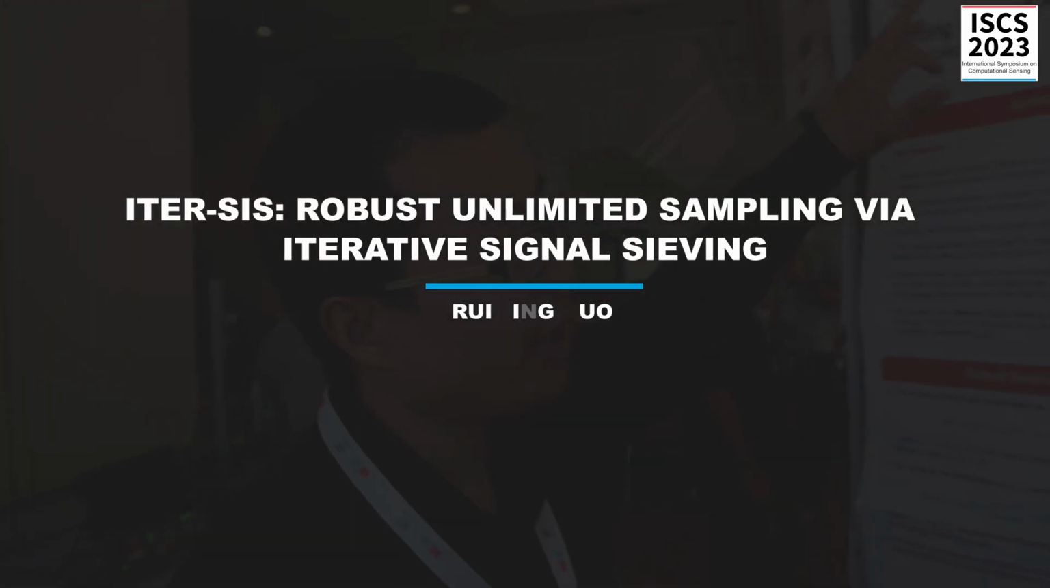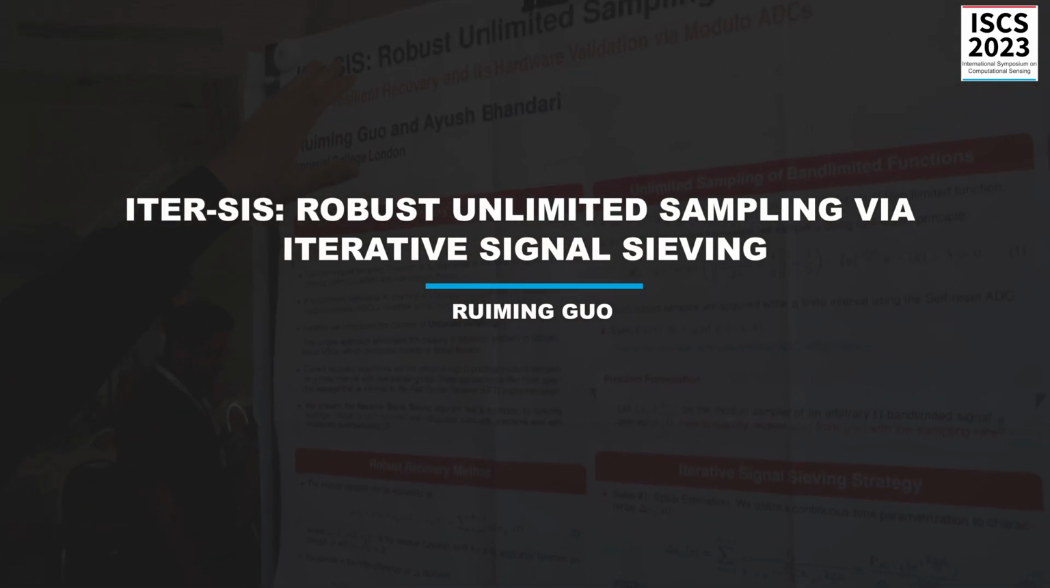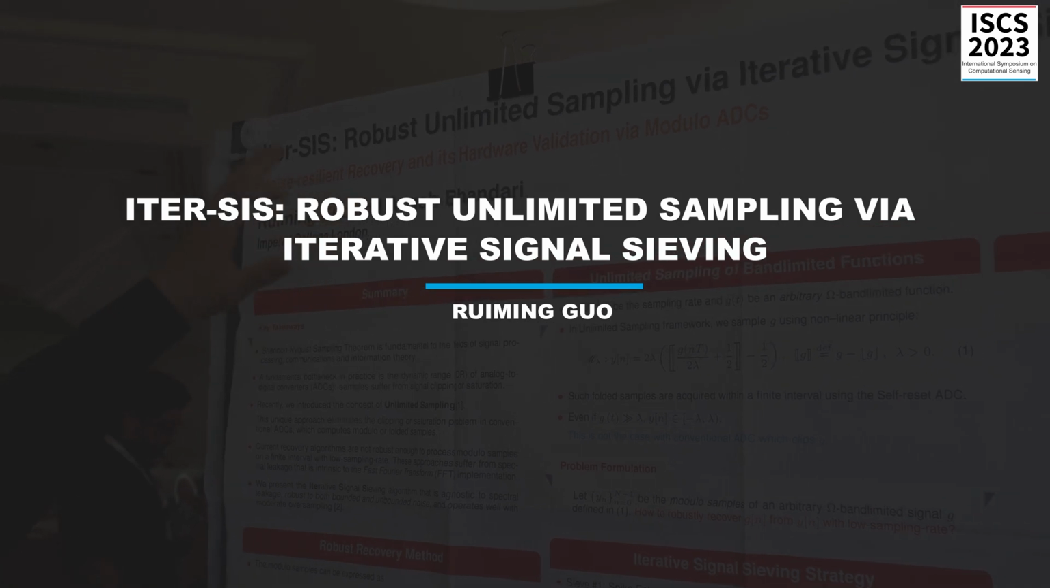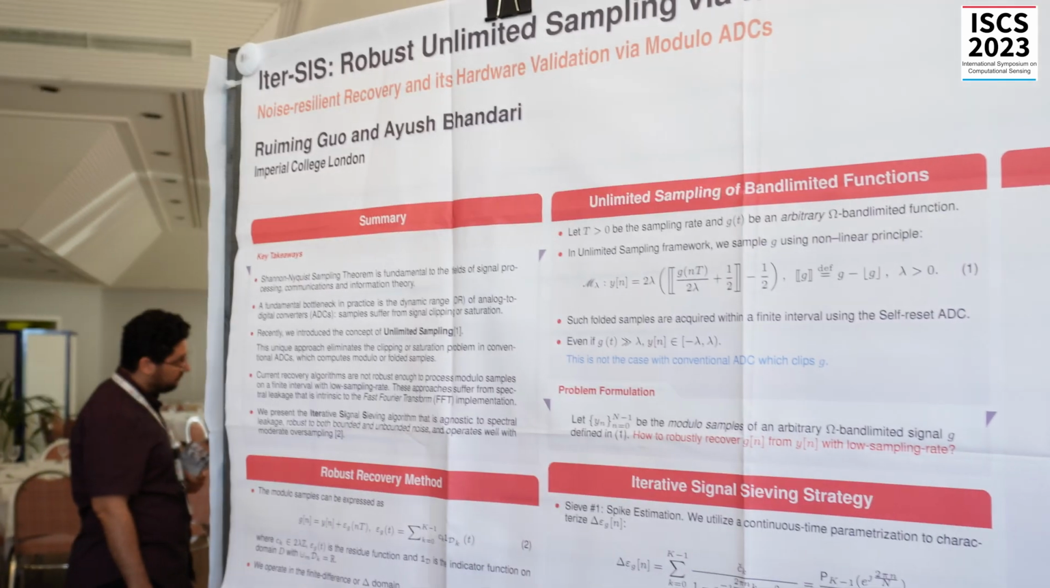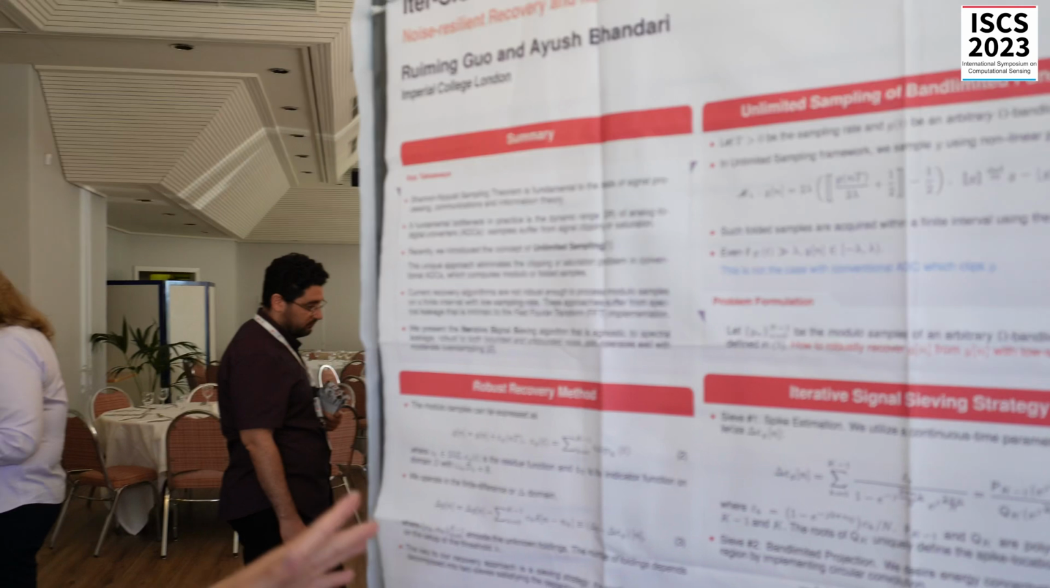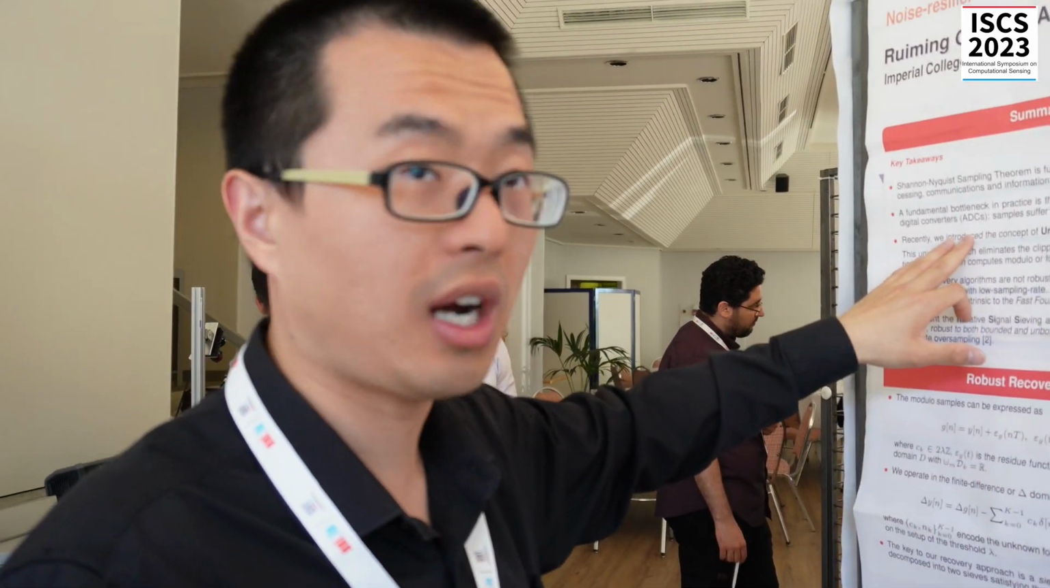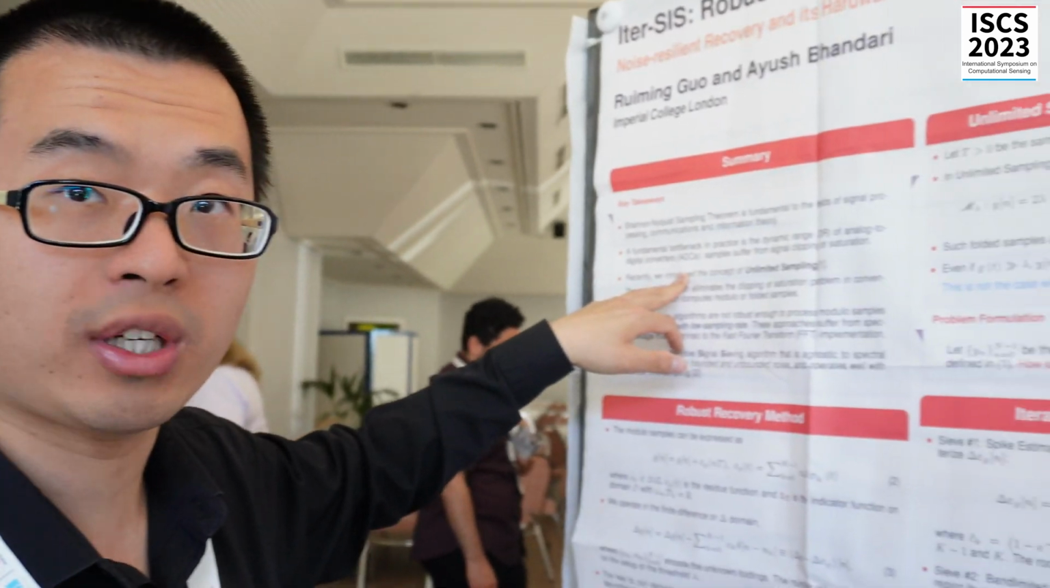Okay, so here we present a new algorithm for modulo sampling recovery. The message here is that for the previous work, we have two types of modulo recovery algorithm. The problem here is about high dynamic range signal sensing.